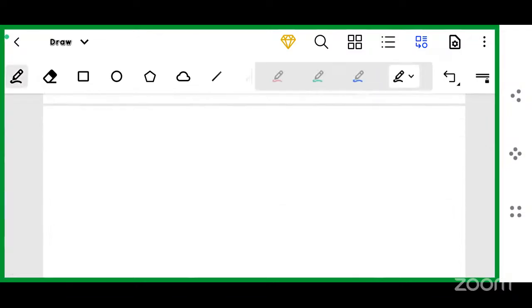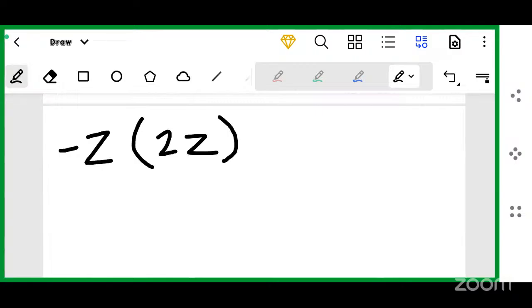So let's say you have negative z, okay, into 2z, excuse me, close bracket to the power of 2. Let me say something like this. Yes. Can you please try this out?